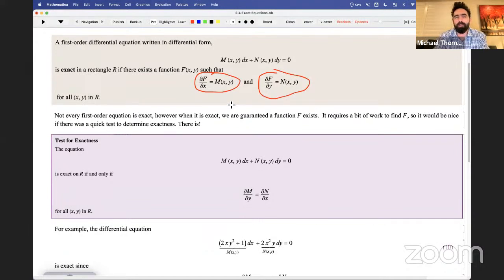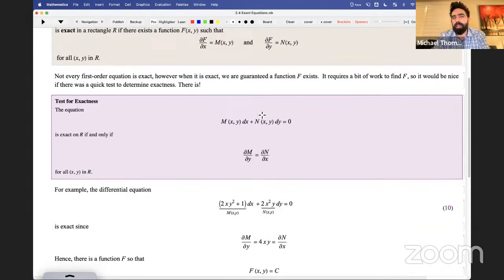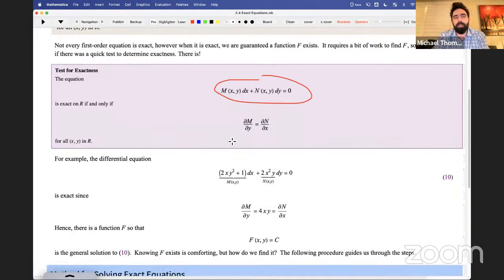All right, is there a test? Well, yeah, so it's called the test for exactness. And it goes like this. You take your equation and you write it in total differential form like so.